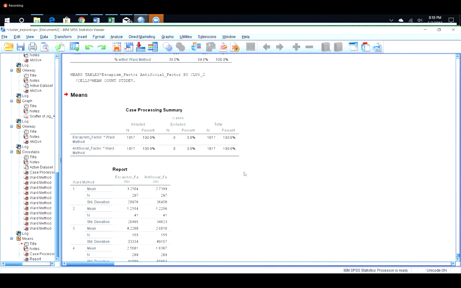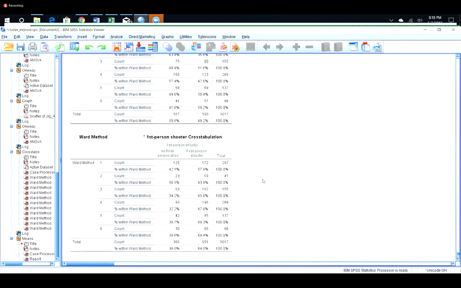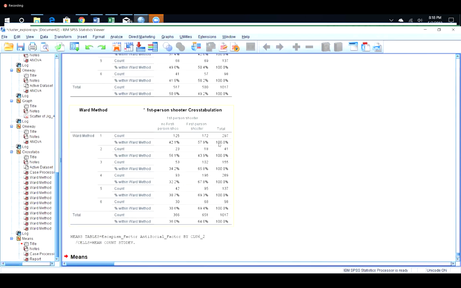So now that kind of helps me make sense out of these other relationships that I'm seeing here. So for instance, the first-person shooter game, notice that, what did I call it? The disinterested gamer, cluster 2. It's the least likely to play that game than any of them. Whereas my cluster 6, the intense gamer, and cluster 3, I think was high escapism, both of those play first-person shooter at a pretty high rate.